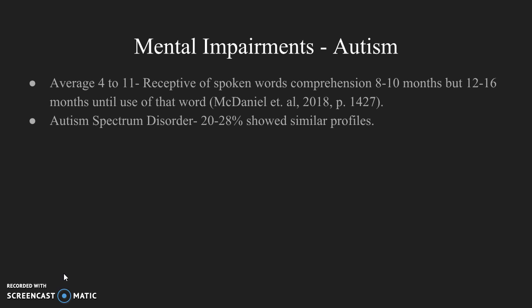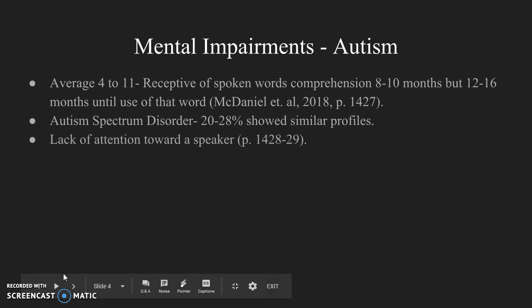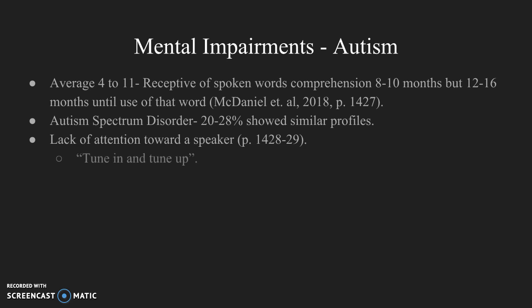Now, with autism, also known as autism spectrum disorder, tests showed that 20 to 28% of children with that disorder had similar profiles to your average student, meaning 3/4 of children with autism scored lower. Now, there are two reasons believed for this. The first one would be lack of attention towards a speaker.